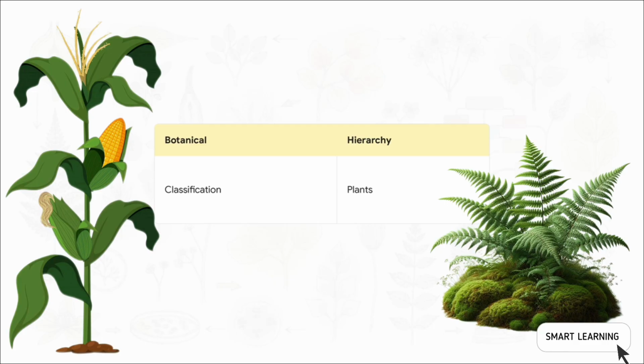So here is my big question for you to take away today. The next time you're walking through a park or eating a fresh salad, will you be able to tell if you're looking at a monocot or a dicot just by checking the leaves?